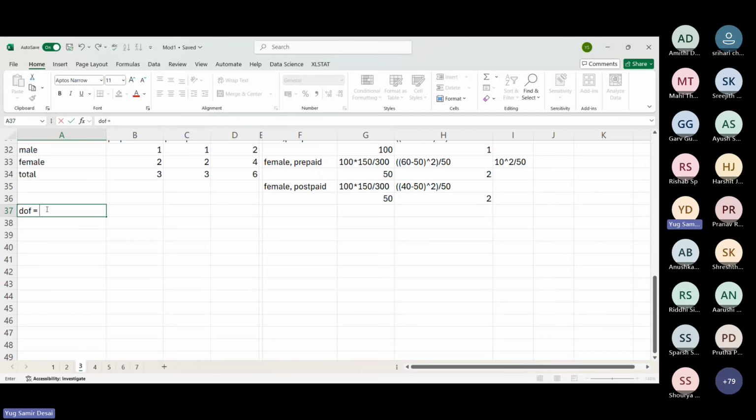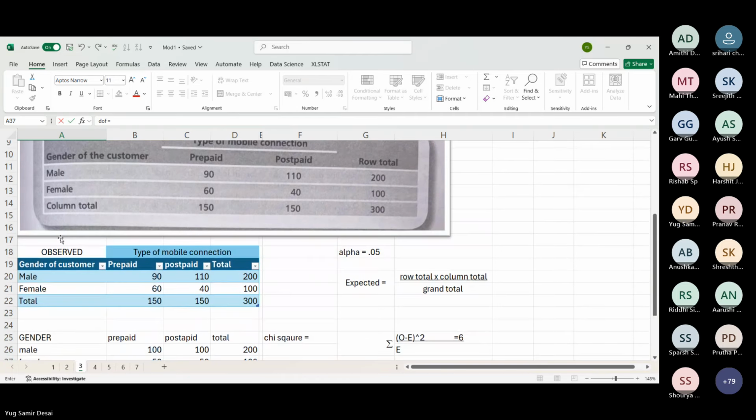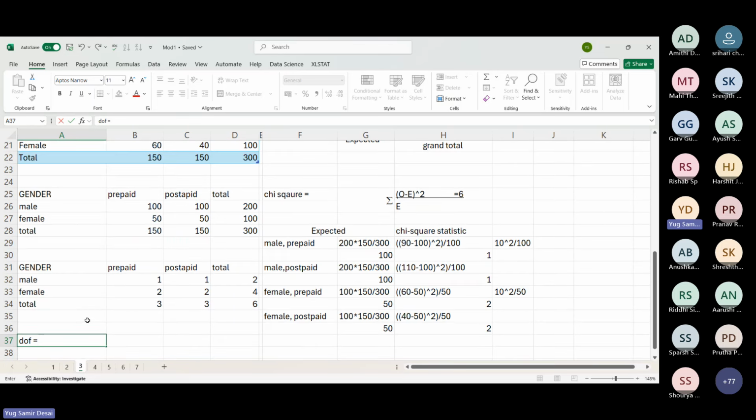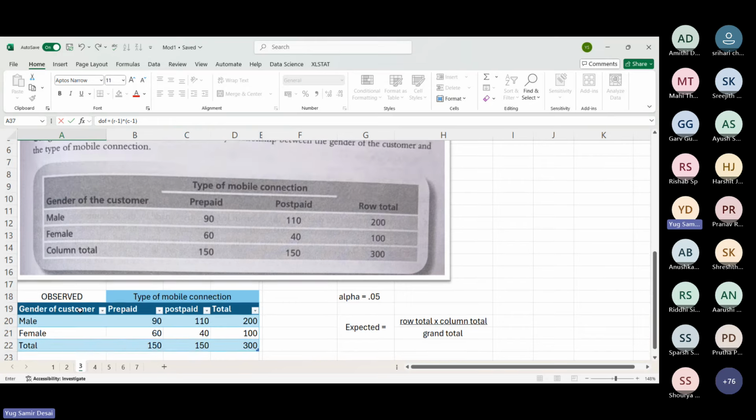Degrees of freedom. In such a case, we had 2 observations for the types of mobile connection and 2 with the gender. You could also say there were 2 columns and 2 rows to make it easier for calculation, because the formula is r minus 1 multiplied by c minus 1. Hence, you could say it's r minus 1 into c minus 1, but that would not be a good practice, because a sum later would tell us it's not that necessary to remember it by rows or columns.